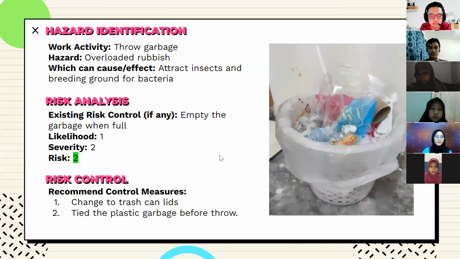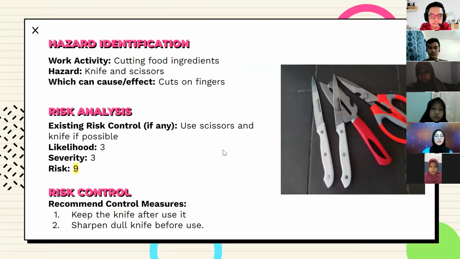Second, we have a physical hazard. Cutting food ingredients can hurt our fingers while using the knife. The risk for this hazard is 9, which is medium. We have 2 recommended control measures. First, keep the knife away after use, and second, sharpen a dull knife before use.